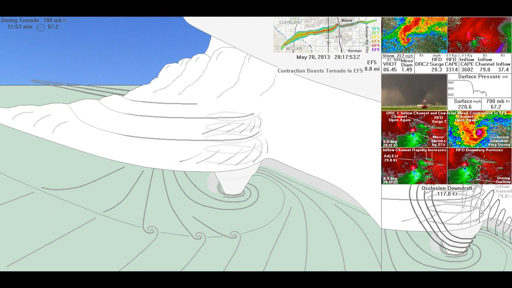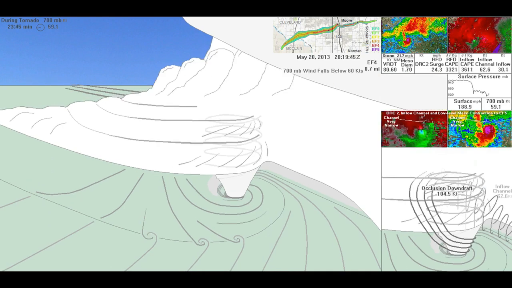The rear flank downdraft is the area that's behind this curved line which extends around the tornado. And so the rear flank downdraft is this area that's underneath the flanking line and where the tornado is up into where this curved line is. And the inflow region of the storm is this area on the very bottom of the picture, and then that wraps around into the inflow channel. And so notice how the RFD surged there.